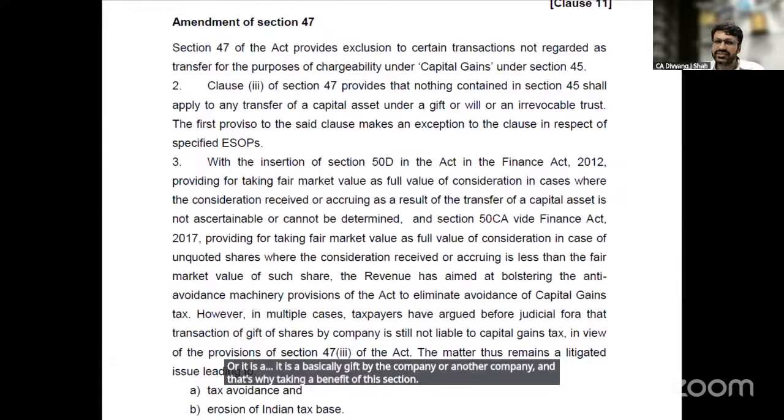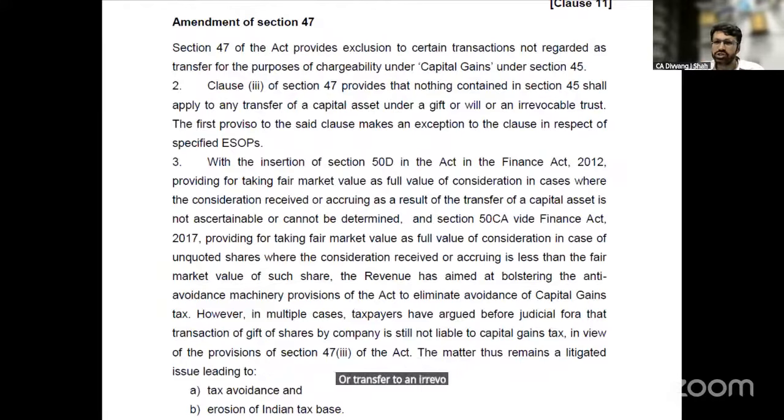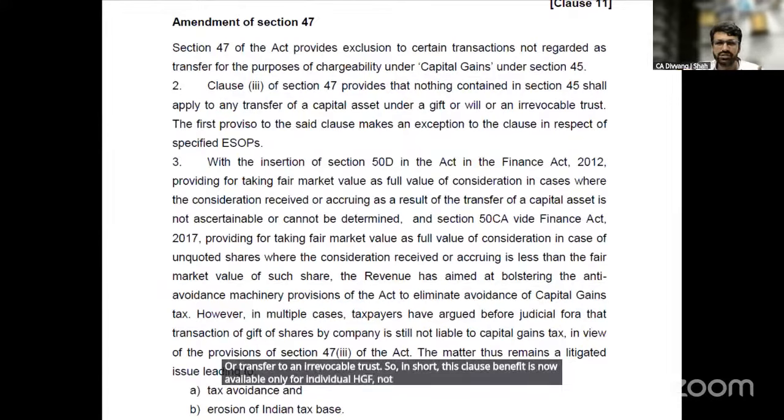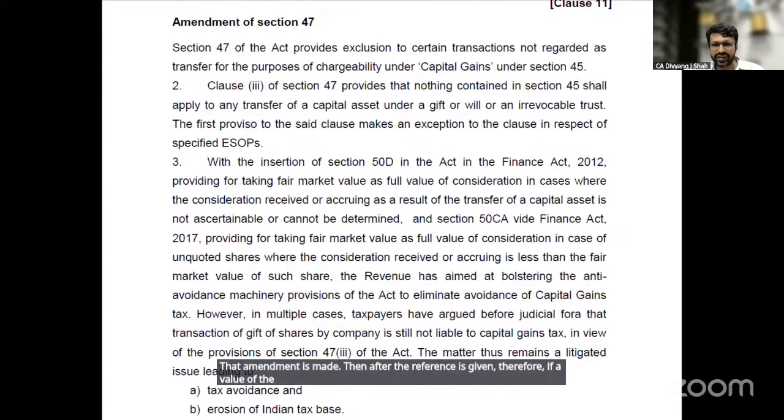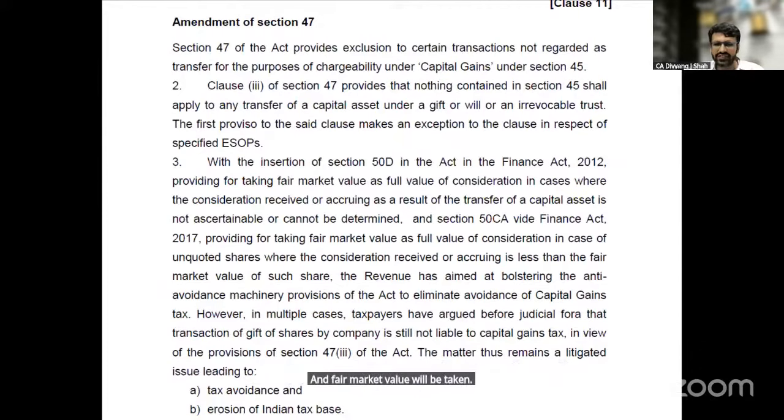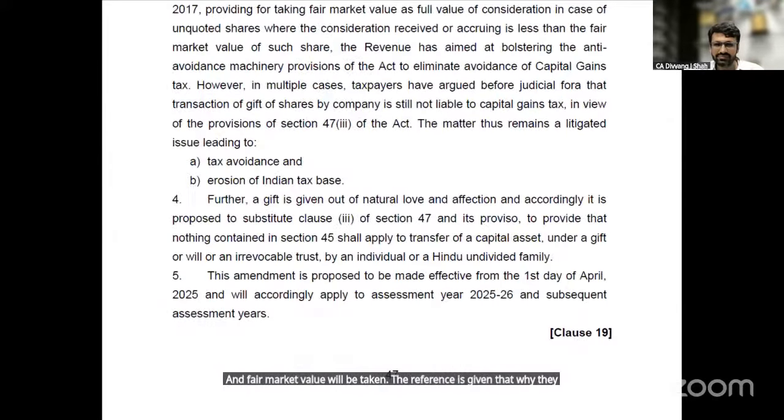So they have amended this section, clarifying that a gift given by an individual or HUF, or under a will, or a transfer to an irrevocable trust, gets the benefit. In short, this clause benefit is now available only for an individual or HUF, not for any other person. That amendment is made. Then, after the reference is given, if the value of the property cannot be identified as the sale price, then fair market value will be taken. The reference is given as to why they made this amendment.